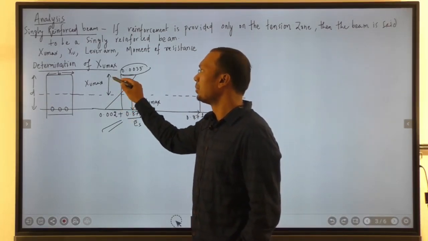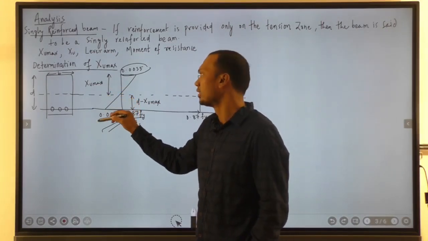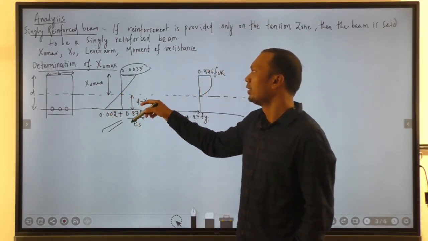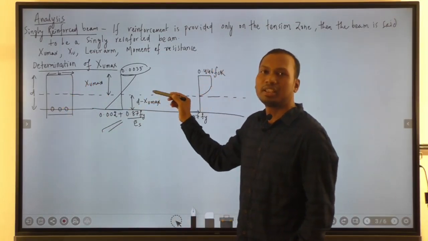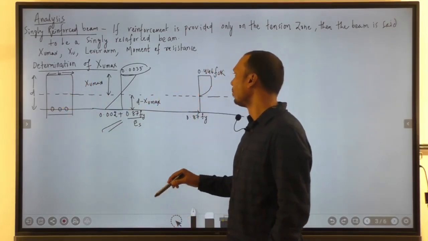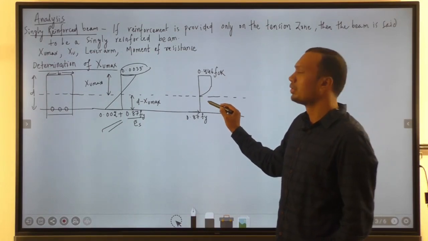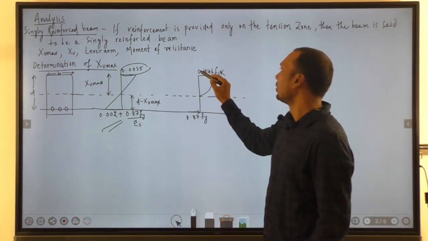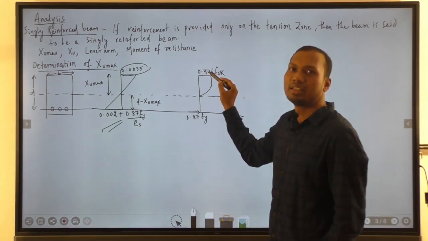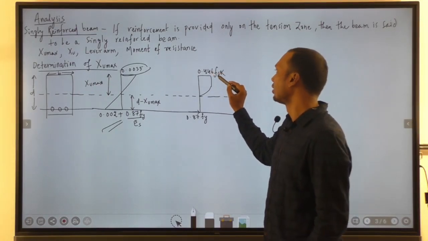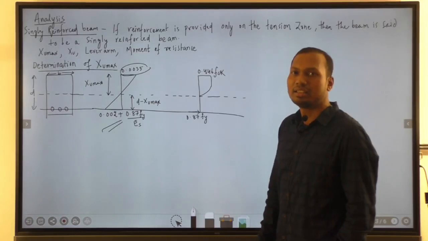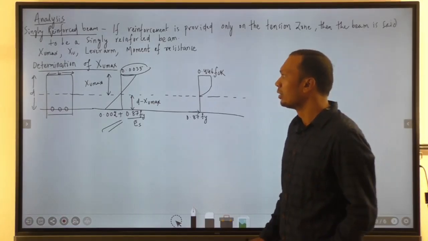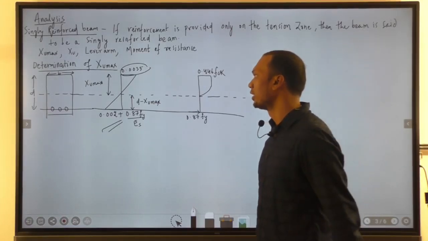Let this be the maximum depth of neutral axis for a balanced section. So if this is Xu max, and this is the effective depth, this comes out to be d minus Xu max, right? And this is the stress block of concrete, where the design stress in concrete is 0.446 fck, and the stress in steel is 0.87 fy. So let us see how to determine this Xu max.